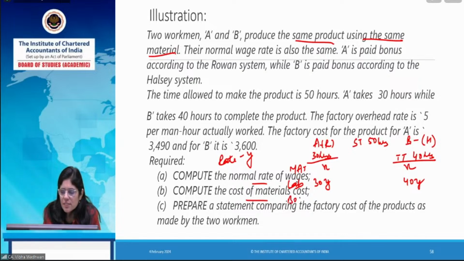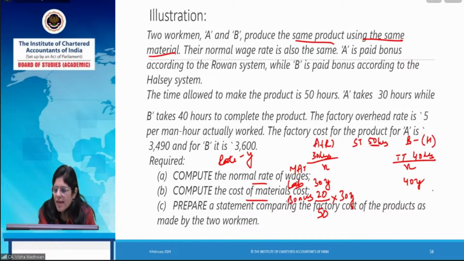Now the bonus. A is using which method? Rowan method. Rowan method is time saved divided by time allowed. Time allowed was 50 hours and he has taken 30 hours, so he has saved 20 hours, divided by time allowed, which is 50. So 20 hours time saved divided by 50 into the wages. Wages is 30Y.